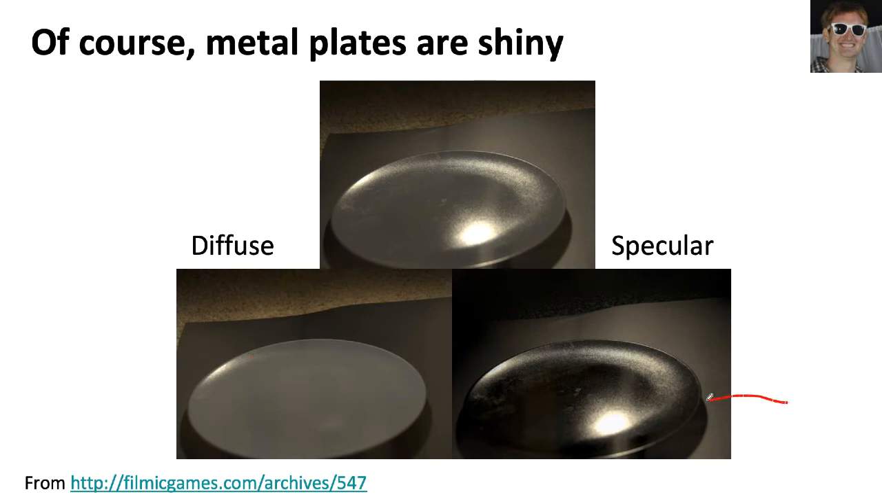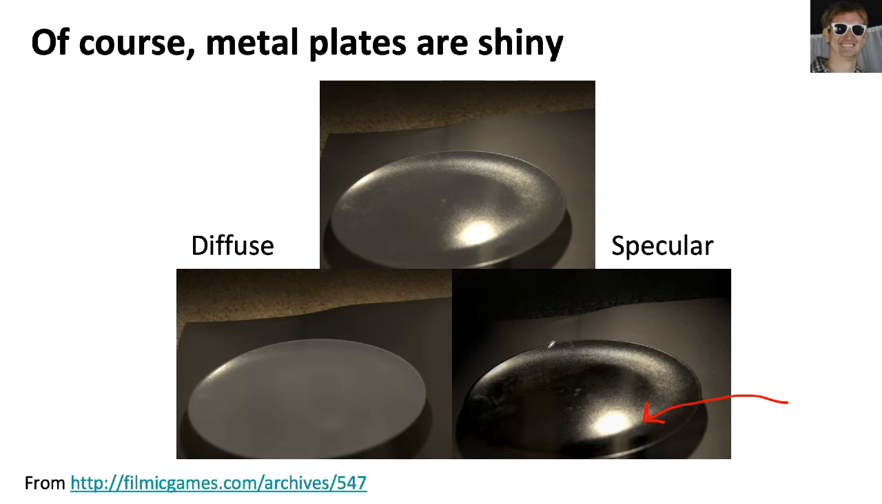And then you have these strong specular reflections. Notice that you have very bright highlights, but most of the specular reflection is actually black over the course of the plate. And then you have the combined image. And you would expect a metal plate to have this big shiny object.